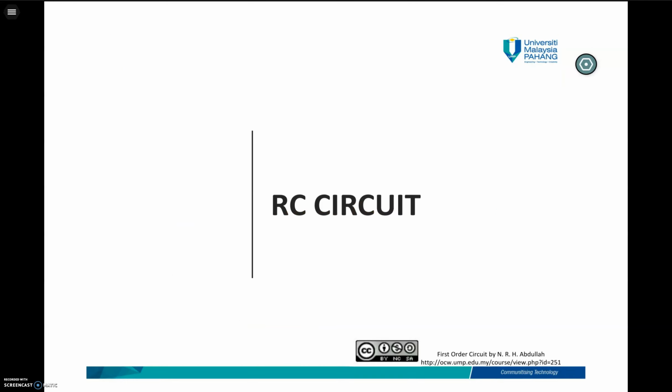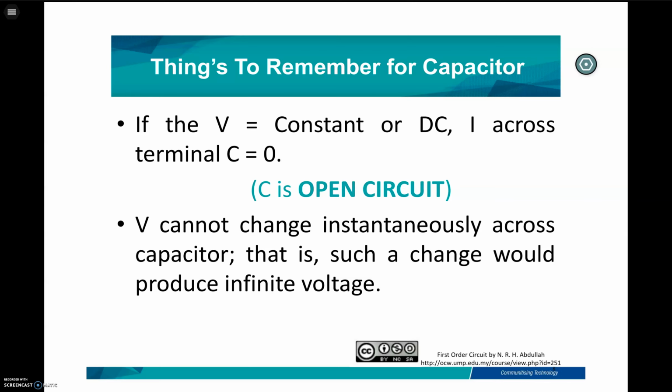RC circuit. Things to remember for a capacitor: if the V is constant or DC, the current i across terminal C is equal to 0 because the C will be open circuit. So here we have a branch that consists of a capacitor, and when the capacitor is open circuit, there is no current flowing through the capacitor.